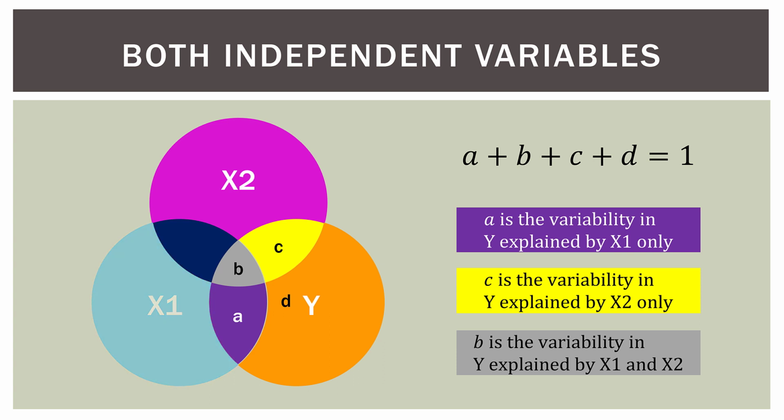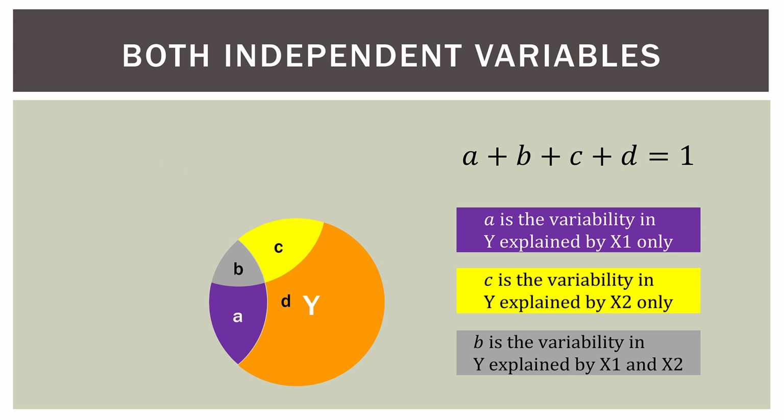So we take out anything that is not in our dependent variable, and this is what we're really focusing on. So the entire area of this circle is 1, and we want to find out the values for A, B, C, and D, because that will help us get to our partial correlations, and semi-partial correlations for that matter.